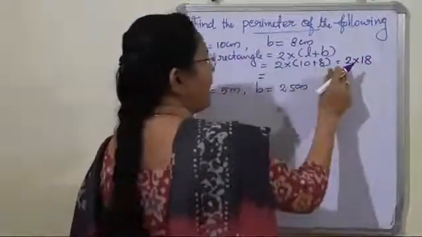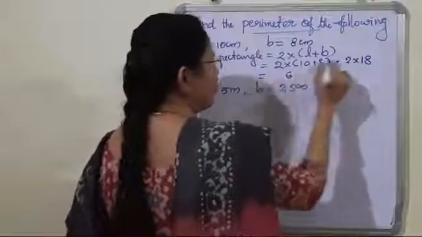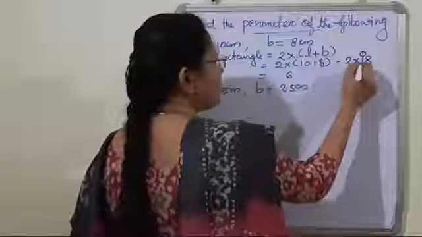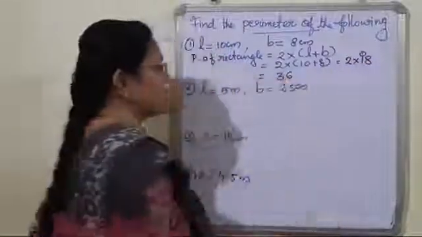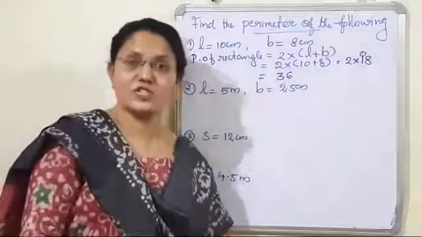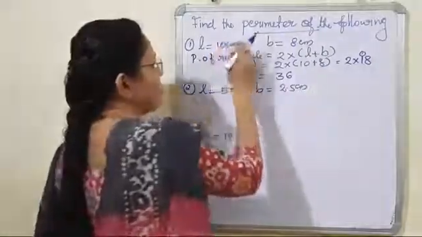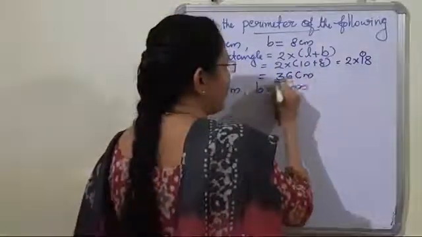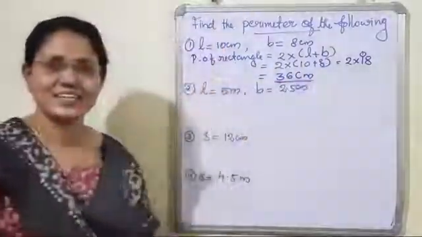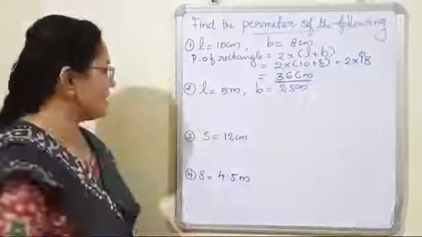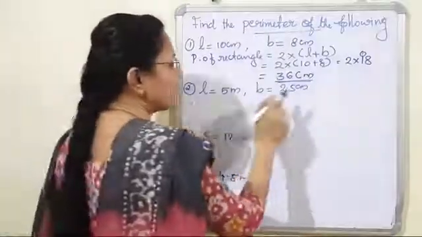Now 2 into 18. 2 8s are 16, 1 carry. 2 1s are 2, 2 plus 1 is 3. 36. Now which unit is given? The same unit we have to write in the answer also. Here the unit is given as centimeter, therefore here the answer is what? 36 centimeter.